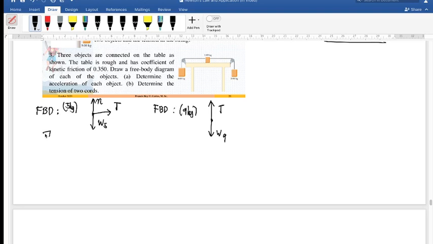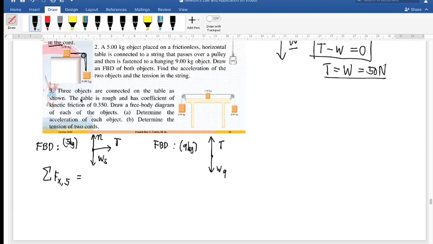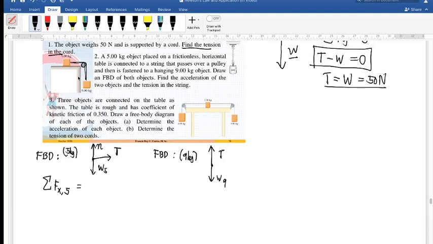So we have the summation of forces along x of the 5 kilograms, I will just put 5, is equal to, how much is that? Is it equal to 0, or is it moving, or is it accelerating? So take note of the object. Basically the 9 kg is heavier than the 5 kg, right? So your object will accelerate. This is the acceleration, and this is also the acceleration of your 9 kg. So basically they have the same acceleration because they are connected by the same cord.